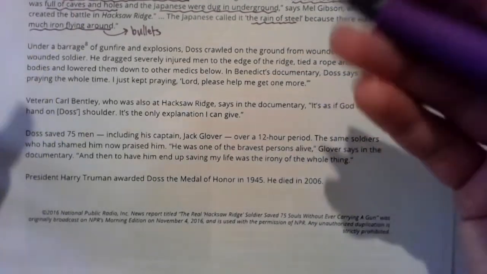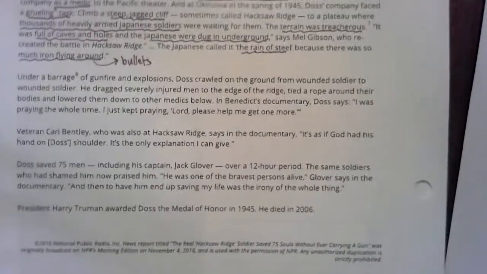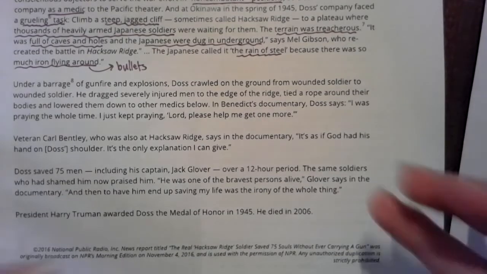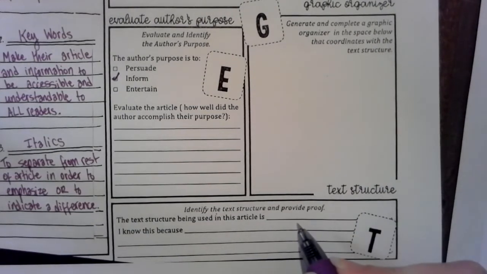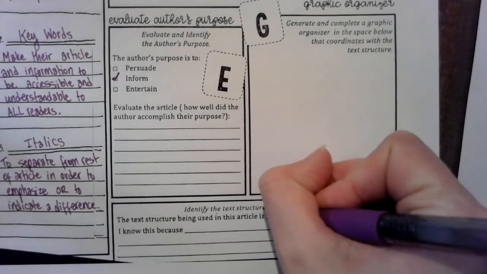So whenever you think about then this happened, then this happened, then this happened, we're going to be looking at a chronological or sequential order. So when I'm filling in this piece here, I'm going to write that the text structure being used in this article is chronological.